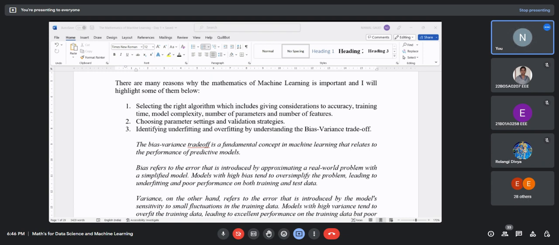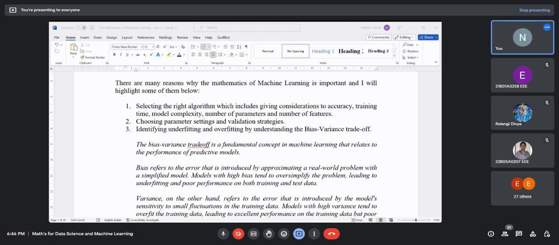And the number of features, because in a data set you might have multiple features: 5, 10, 15, 20. What features are important for me to perform my modeling is really important. So the number of parameters and the number of features required are important, and you need to set them accordingly. First is your selection of the algorithm. Second, after selecting the algorithm, what parameters you need to give to that algorithm. Your third one is to identify underfitting and overfitting.